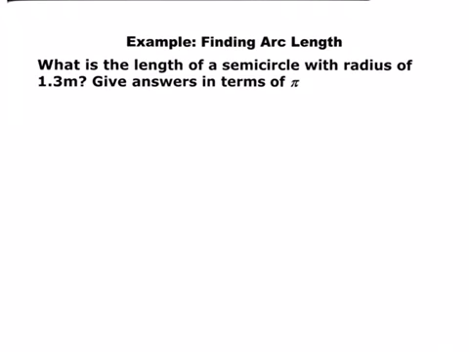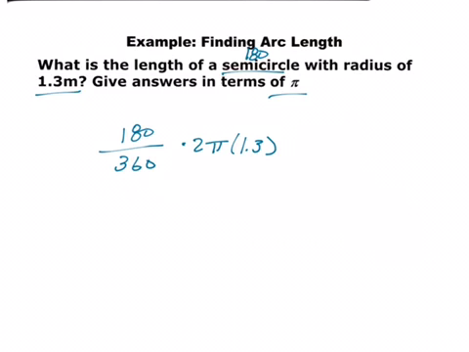What is the length of a semicircle with a radius of 1.3? Give our answers in terms of pi. So a semicircle has an arc measure of 180. So we're looking at 180 over 360 times its circumference, so it's 2 pi times 1.3. We can simplify this down pretty easily. 180 over 360 is 1/2, times in this case 2.6 pi. Half of 2.6 would be 1.3 pi meters in this case.